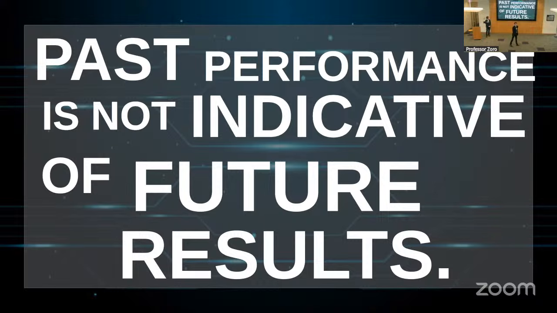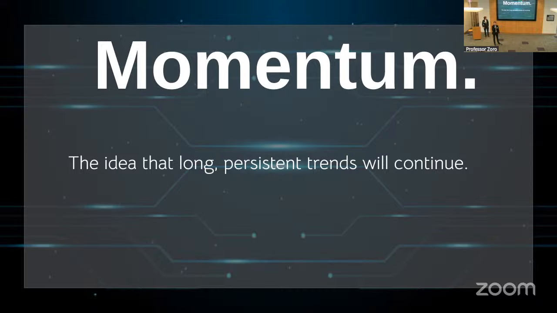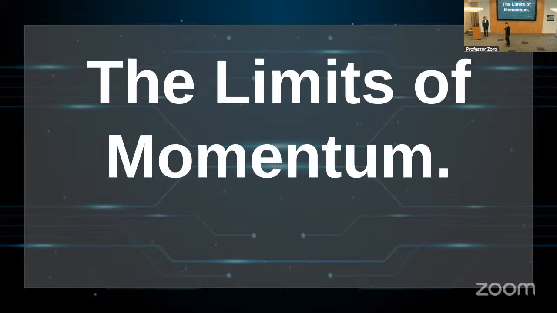But can you blame them? Because if past performance is not indicative of future results, what is? Hope? Well, let's entertain the perspective that past performance is always indicative of future results with the idea of momentum. Momentum is the idea that the things that have been happening are going to keep happening. Past trends continue, drawdowns are short, stocks keep going up. It's a comforting story. But momentum has limits.